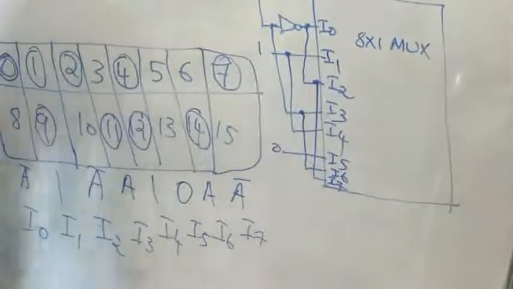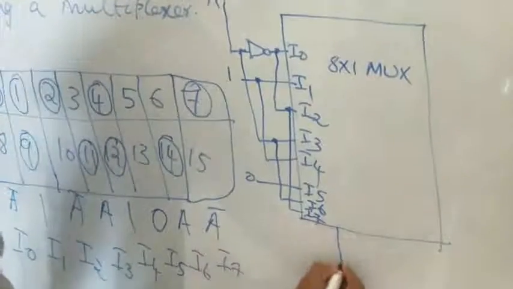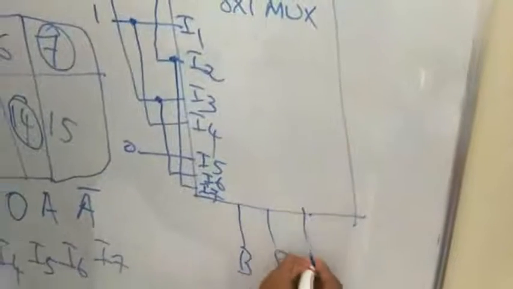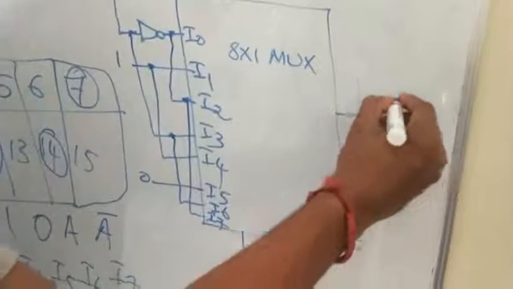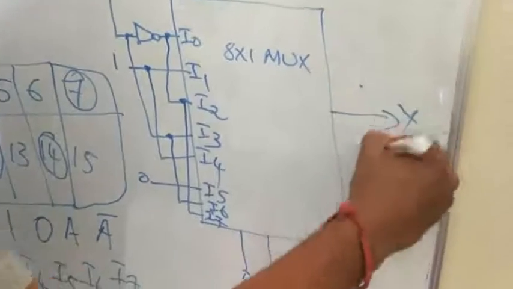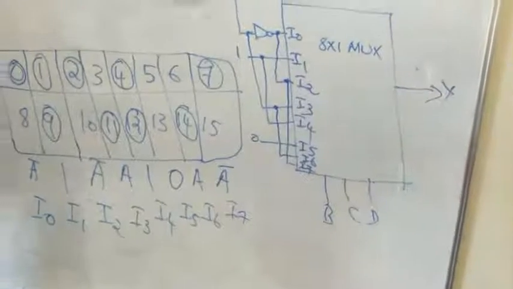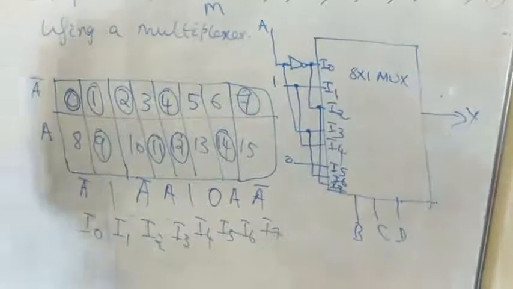I7, right? So 8 data inputs means how many selection inputs? 3 selection inputs. You can take it as B, C, and D. The only one output is called as Y. Okay. So this is the implementation of Boolean expression using multiplexer. It is one of the important applications of the multiplexer.